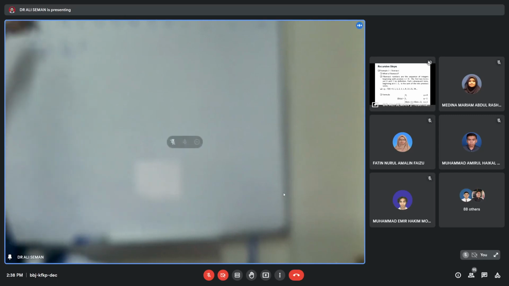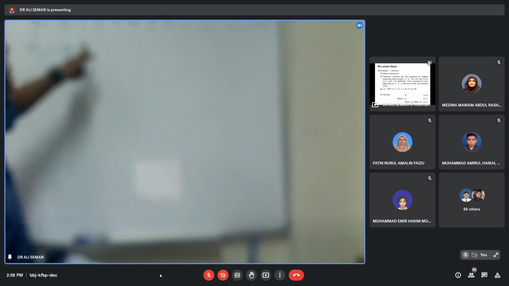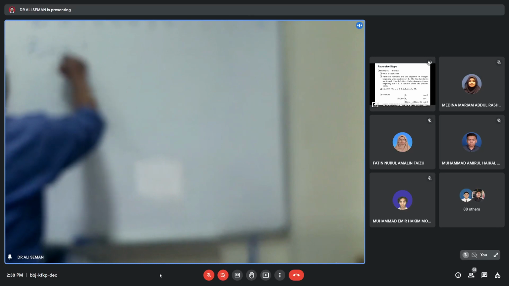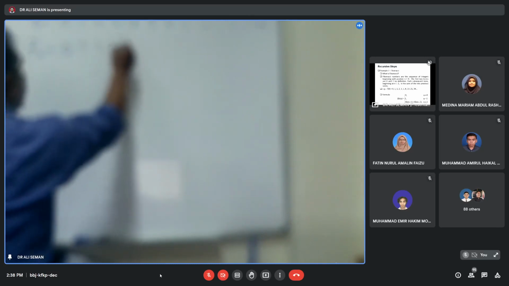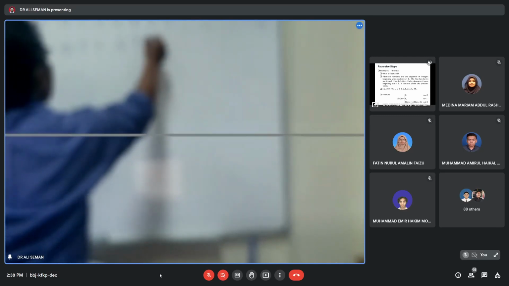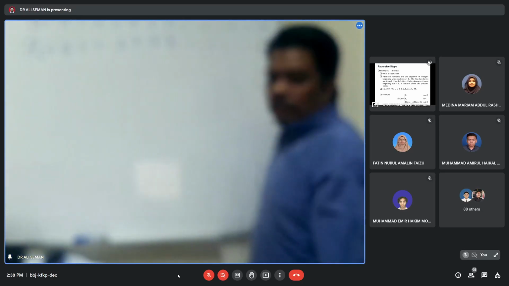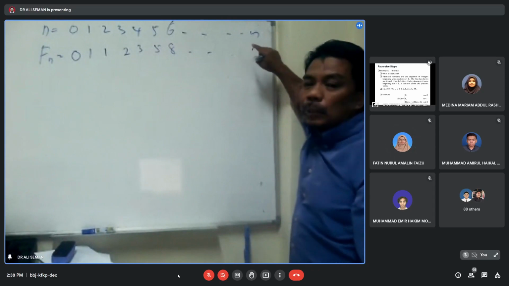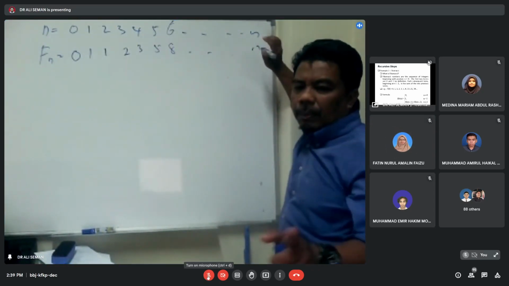If Fibonacci of n equals 0, it is 0. If Fibonacci of 1, it is 1. Then we get 0 plus 1, 1. 1 plus 1, 2. 1 plus 2, 3. 2 plus 3, 5. 5 plus 3, 8. And so on and so forth. Do you see the pattern? This is called the Fibonacci sequence. Clear? Okay, look at the formula.